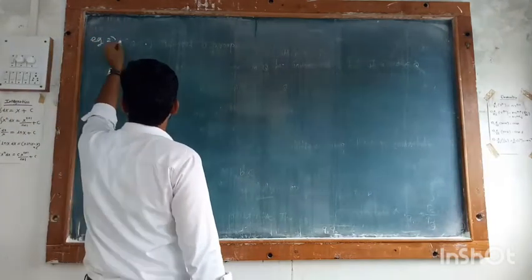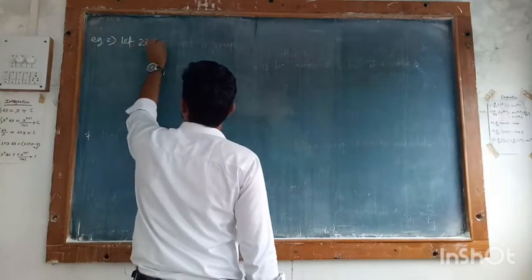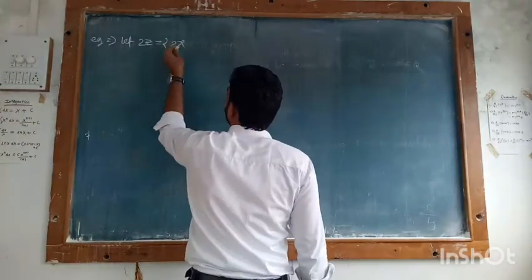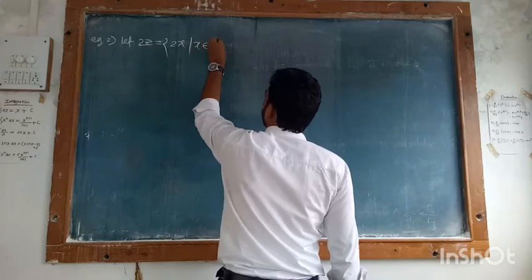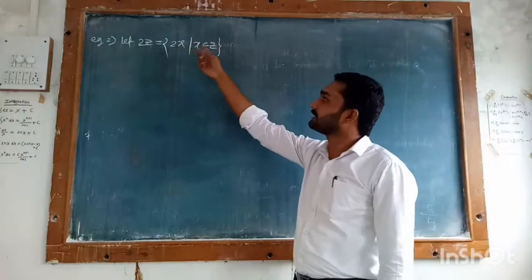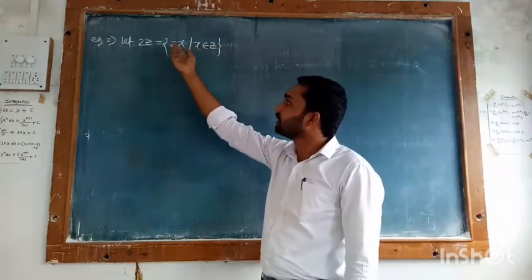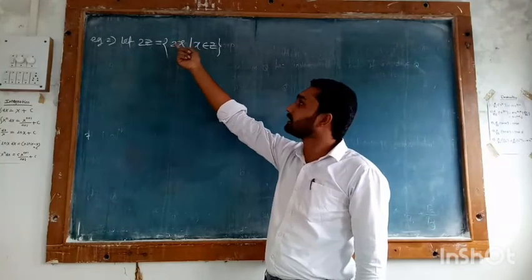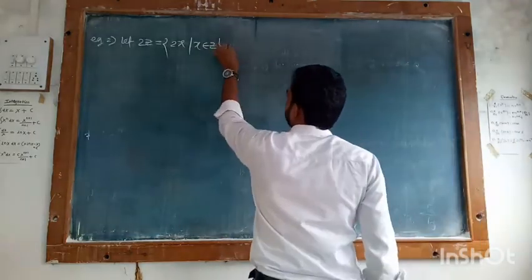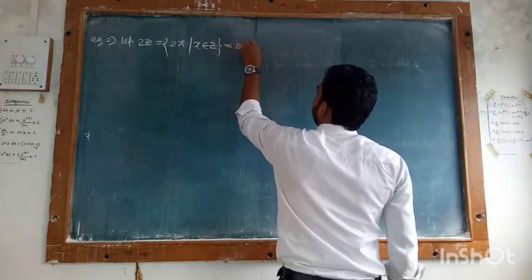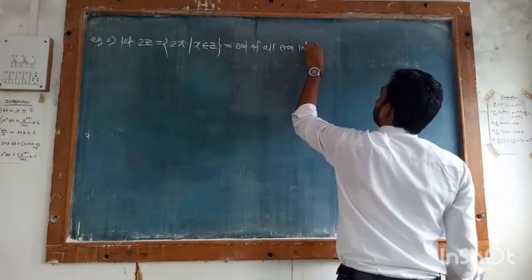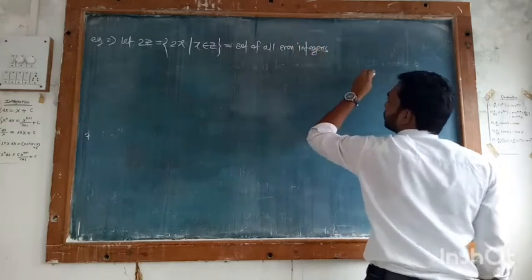Example 2. Let the set 2Z equal the collection of all 2x such that x is a member of Z. Your set 2Z is the collection of all 2x, where x is an integer. That is, your set 2Z is the collection of all multiples of 2. That means it is the set of all even integers, right? So 2Z is the set of all even integers.